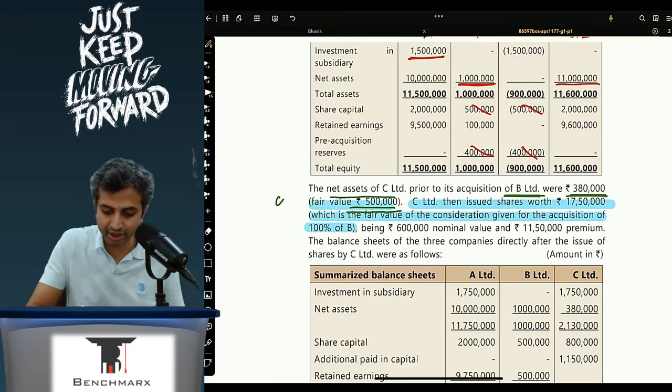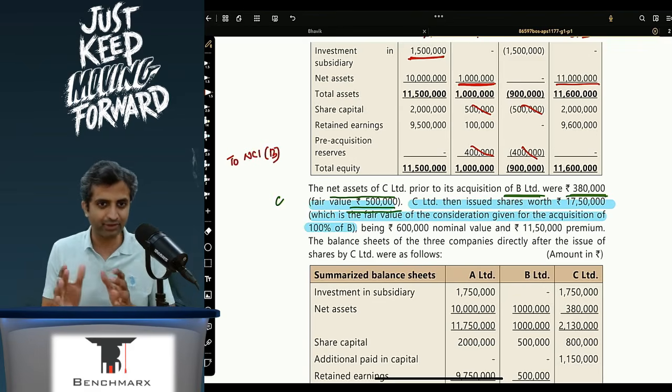I can say that, okay, I have to create an NCI. Two NCI. NCI of B.